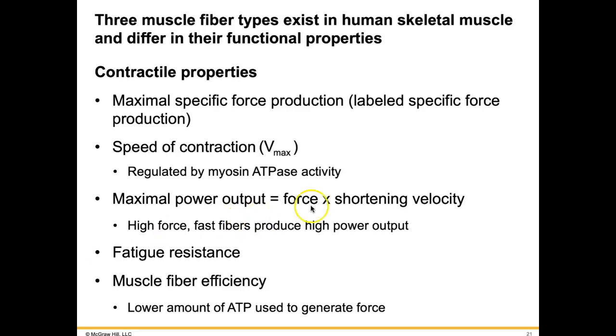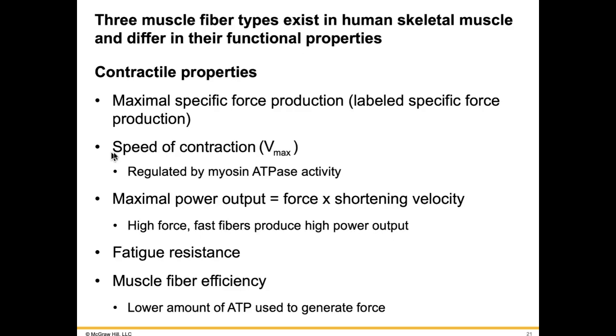Now, when we label it as specific force production, that is going to be the force production from the muscle divided by the size of the muscle fiber. Now, this is going to vary across the different muscle fiber types, so we're going to talk more about it a little bit later. And then the other property is going to be our speed of contraction. We will gain this property by measuring the maximal shortening velocity, which we call Vmax, and it's the highest speed at which the fiber can shorten.